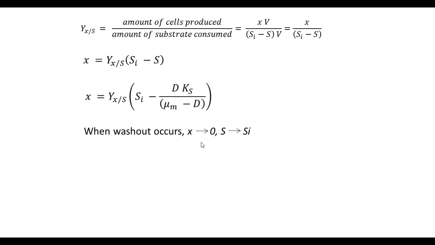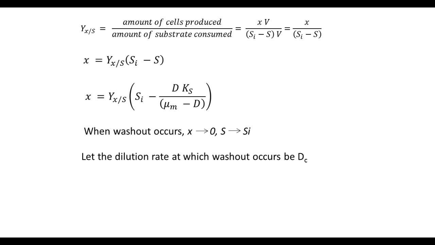When the washout occurs, X tends to 0, and there should be no change in substrate concentration from the inlet because it is not being consumed for the production of cells. Maybe a little bit is taken up for maintenance, but that may not be very apparent. Let the dilution rate at which washout occurs be DC.